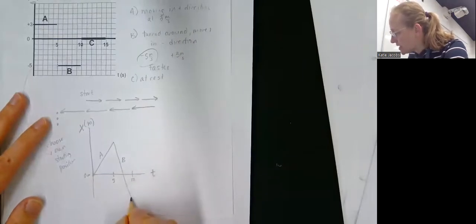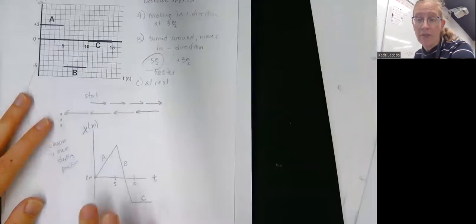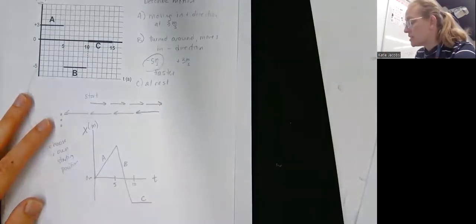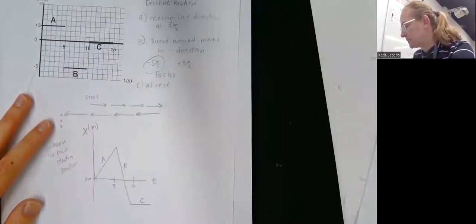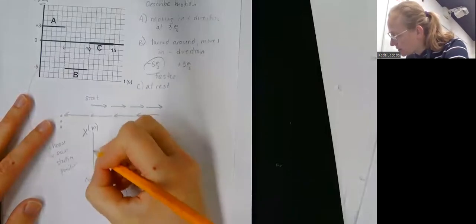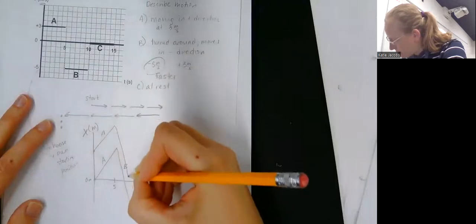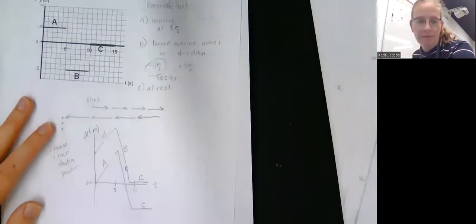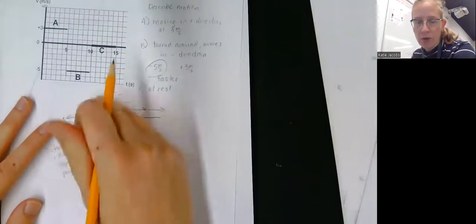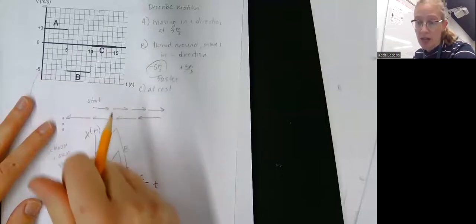And then segment C is at rest. So segment C on the position graph needs to be a flat line. This is the correct qualitative position graph that matches the story of this velocity graph. Again, if you wanted to start up here and do segment A, segment B steep, and segment C flat, that would also be acceptable. What matters here is the shape, not the actual starting position and ending position.